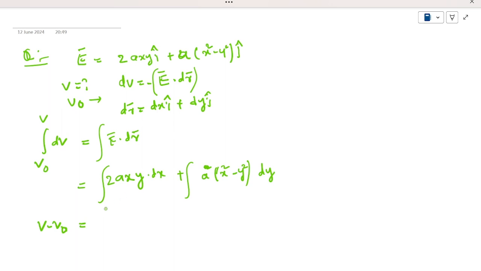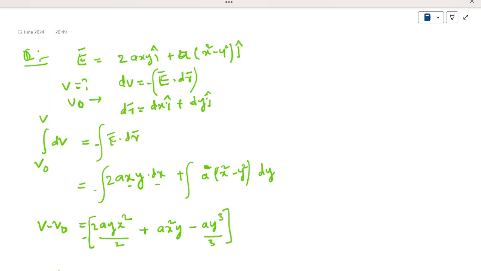Now here, in the dx integral, 2ay is constant. Integrating x dx we will get x square by 2. This is minus of, minus everywhere you consider plus. So here again the summation rule you have to apply. A into x square, integral of dy only, y will come, minus a into y square dy, integration by power rule, a into y cube by 3.